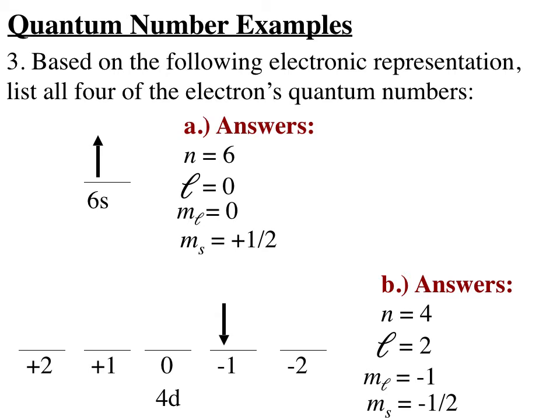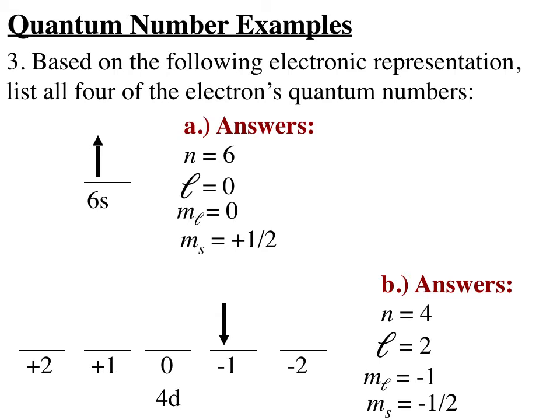We can only assume the numbers under each line are the m sub L values of each of those particular orbitals. So there's a downward pointing arrow on the line designated -1. With that information, I'm going to say that since the letter in front of the D is a 4, n equals 4. Since it's a D, it has to be an angular momentum 2 orbital.